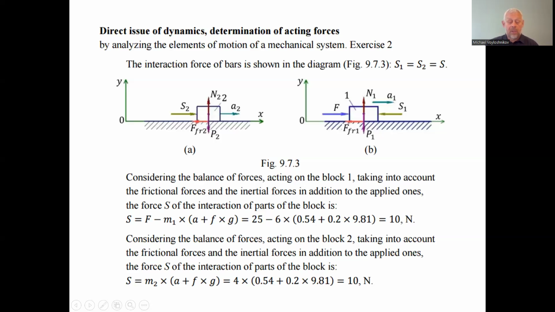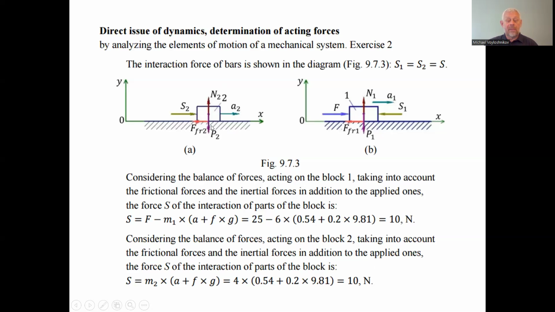This is the force which acts on behalf of the second block on the first one. From the first block to the second one, this is S2, where the index 2 means the force acts on the second block. This S1 means it acts on the first block. This is the first block, indicated one, and this is the second block.